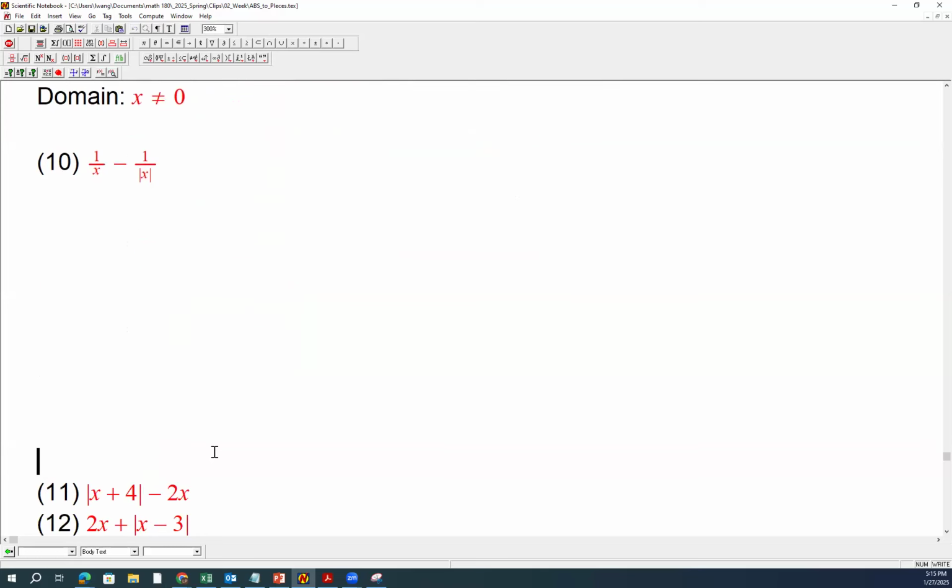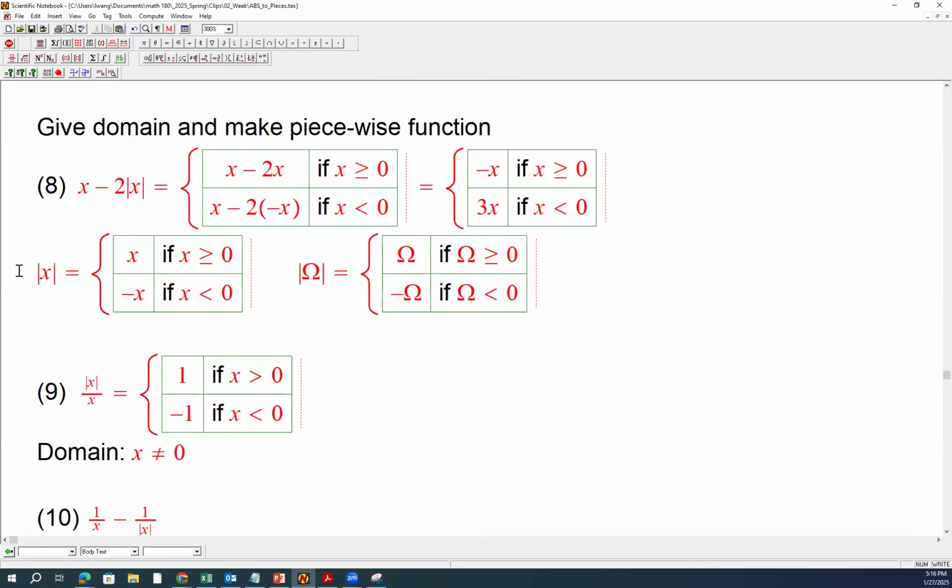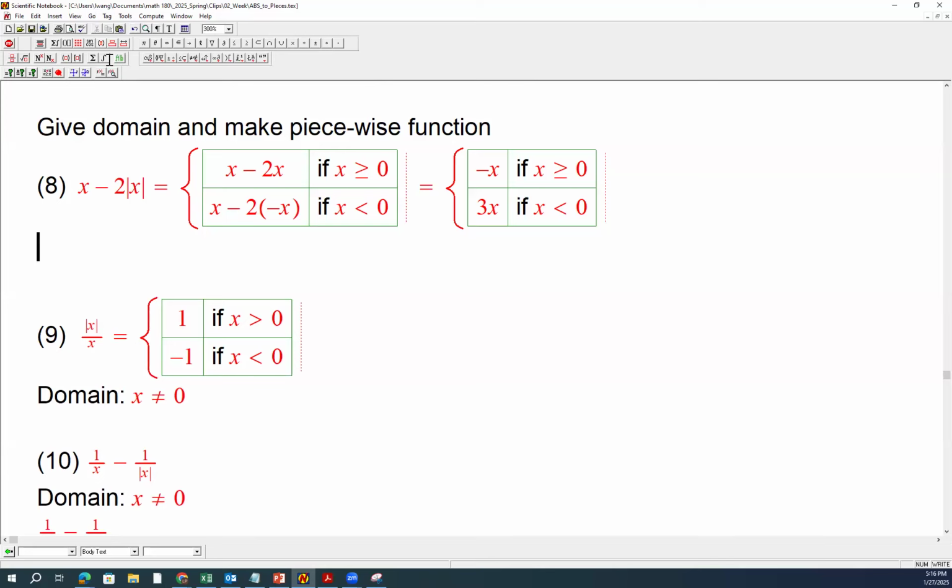Now, this one. And once again, x cannot be equal to 0 because we have x in the denominator. So how do we make this into piecewise functions? Right? So once again, we're going to bring this with us.